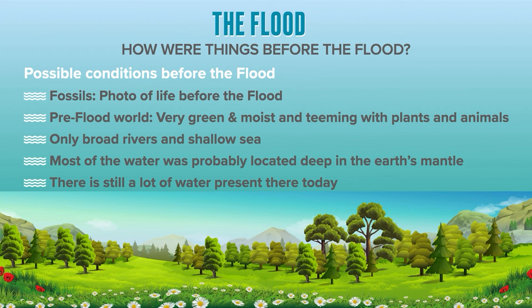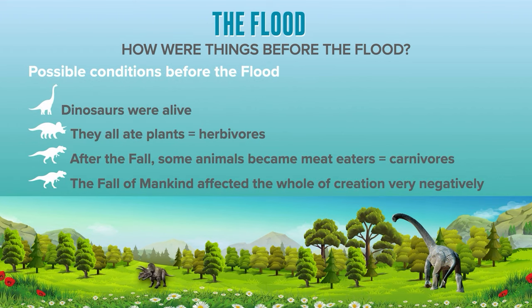Now, the fossils provide us with a photo of the kind of plant and animal life that existed on Earth the day that Noah went into the ark. It reveals a pre-flood world that was very green and moist and absolutely teeming with plants and animals. Very likely, only broad rivers and shallow seas existed. Before the flood, most of the water was probably located deep in the Earth's mantle, where there's still a lot of water present today.